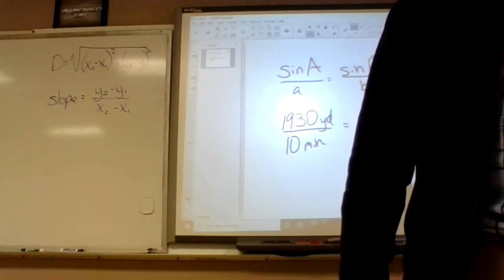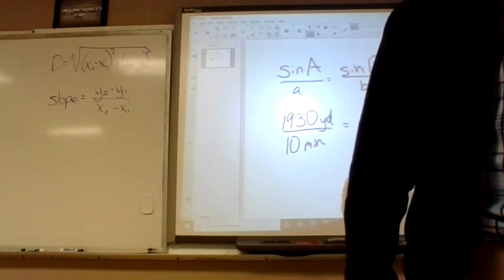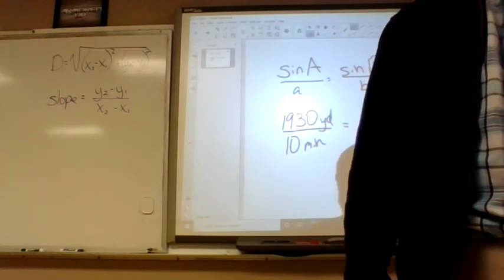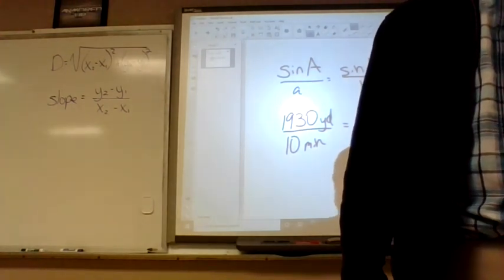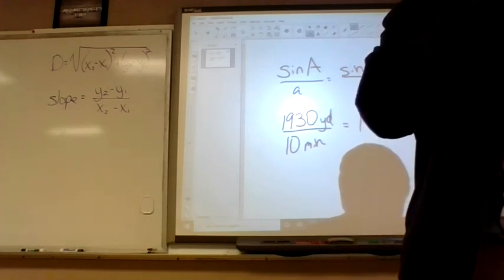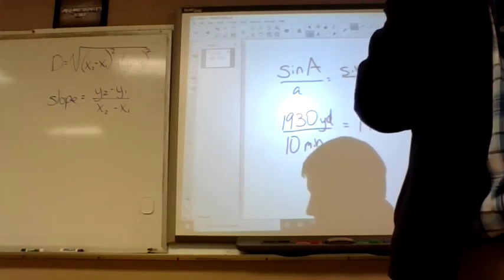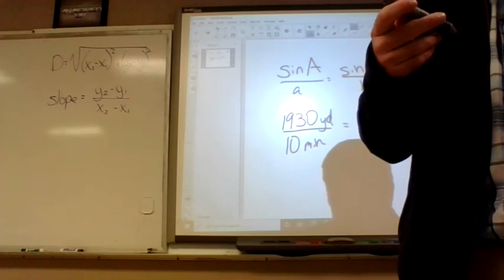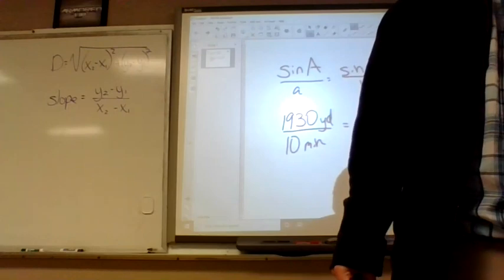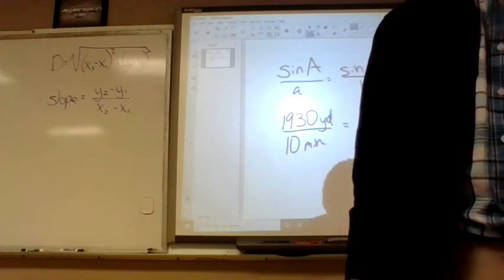D. Ship speeds are often given in knots. 1 knot equals 1 nautical mile per hour, which is 6,080 feet per hour. You guys know how far a mile is in feet? It's 5,280. So a nautical mile is a little bit longer than a mile.